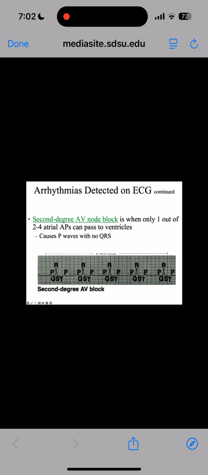In this one, what you can see is that there's a P wave, and if you measure the same distance away, the T wave is here. Here you have a P wave, no QRS or T wave. So this is very consistent throughout here. This is second-degree AV node block.